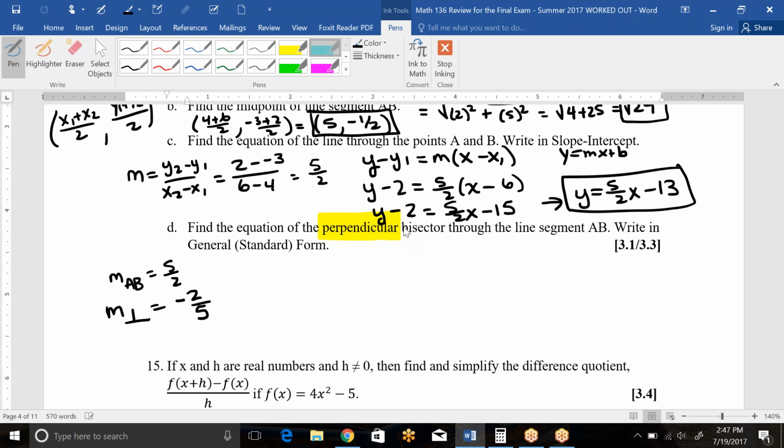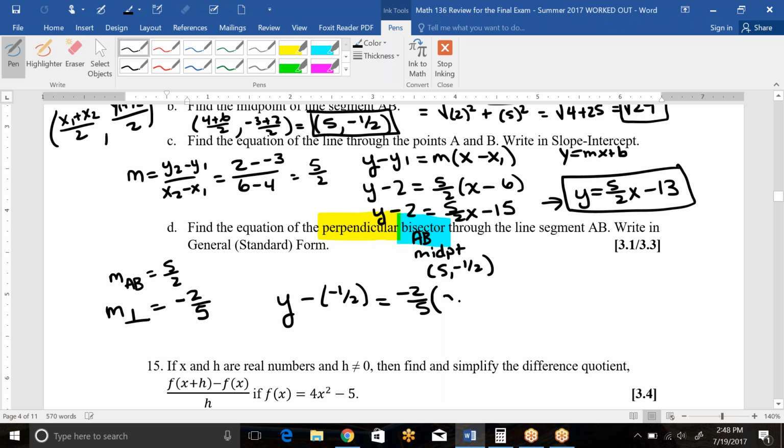The word bisector means that when you go to do point slope, you can't use just any old point. You have to go through the middle of AB. So we need the midpoint. And we did find that. The midpoint is 5, negative 1/2. So we take our point slope formula, y minus y1 equals m (x minus x1). I would go ahead and make that y plus 1/2.